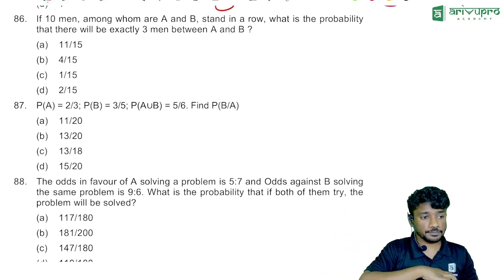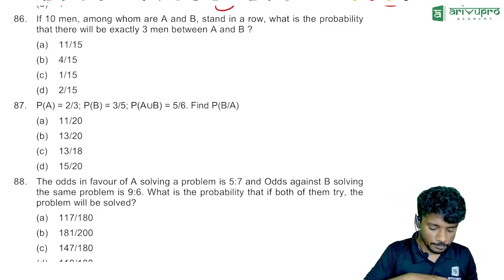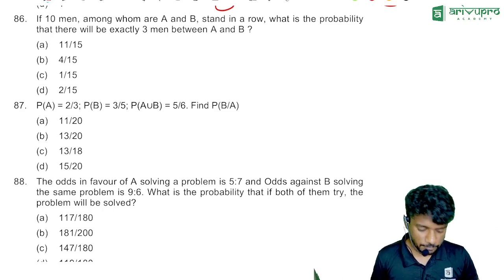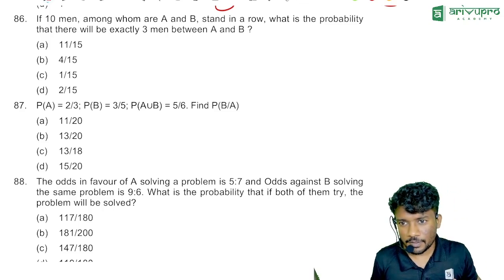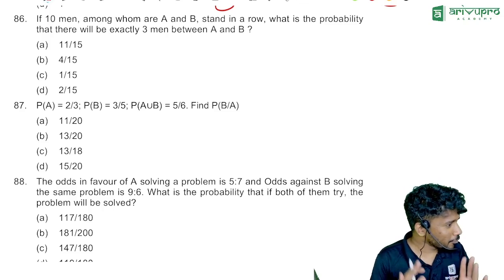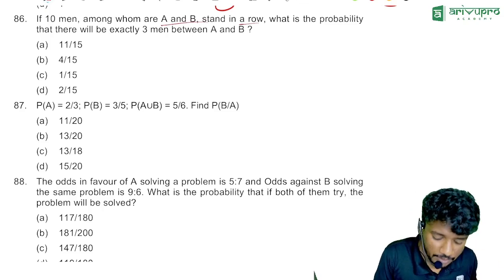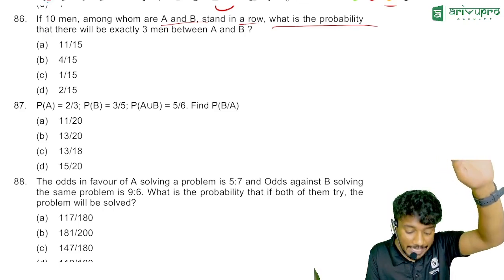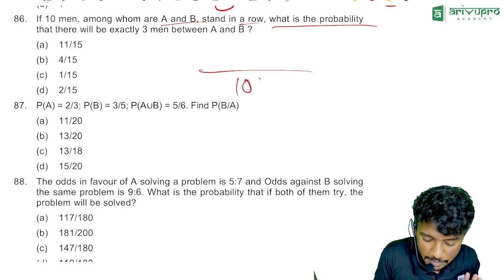It's a good question. This is one of the good questions from this set. You might not have thought in this angle, so that's why this is a very good question. If 10 men, among whom are A and B, stand in a row, what is the probability that there will be exactly 3 men between A and B? Now I will ask, what is the total number of arrangements? 10 people are there, that is 10 factorial.